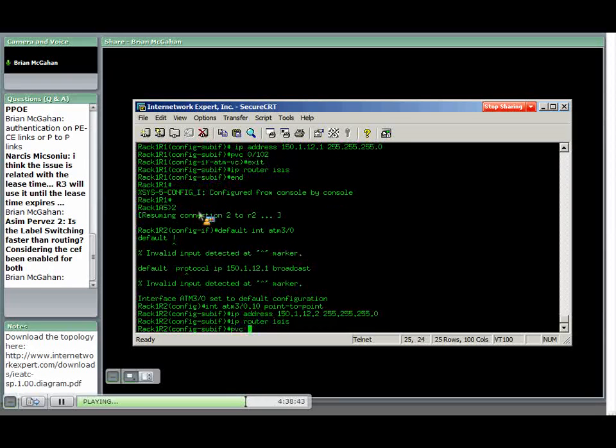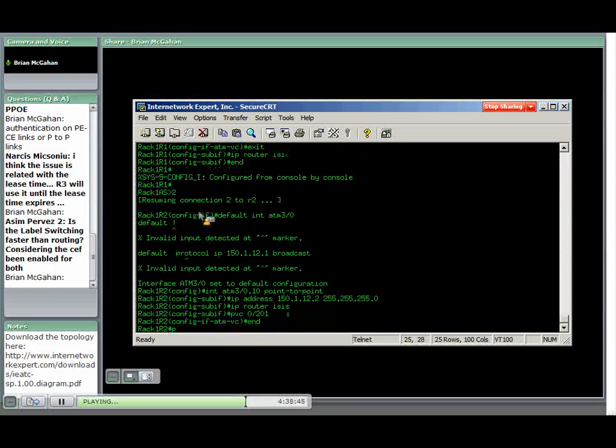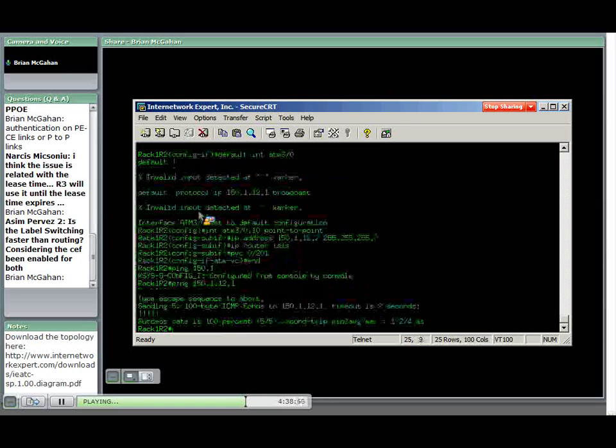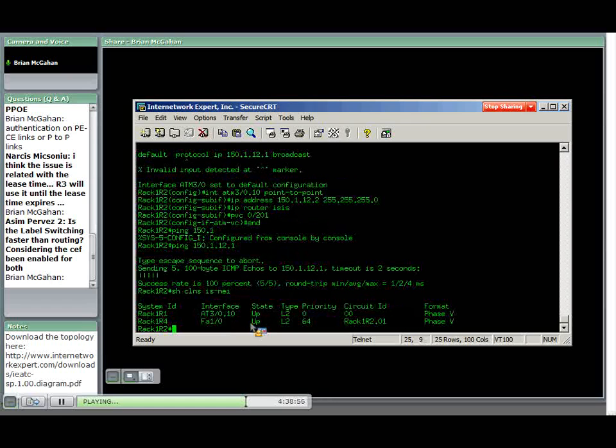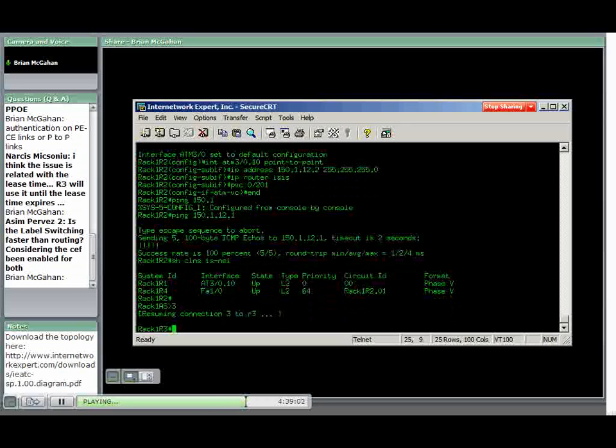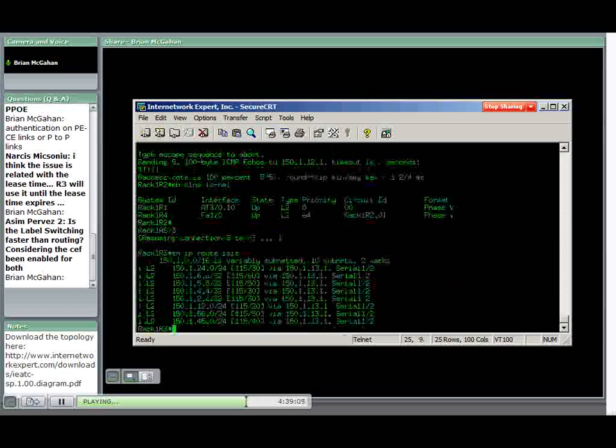Then we'll create our new interface. It's going to be point-to-point. And typically, again, in service provider networks, you're not going to see a lot of multipoint configurations because they just don't make sense design-wise. Actually, let's try .10. Okay, so we have our IP address, PVC 0102, and then IP router ISIS.